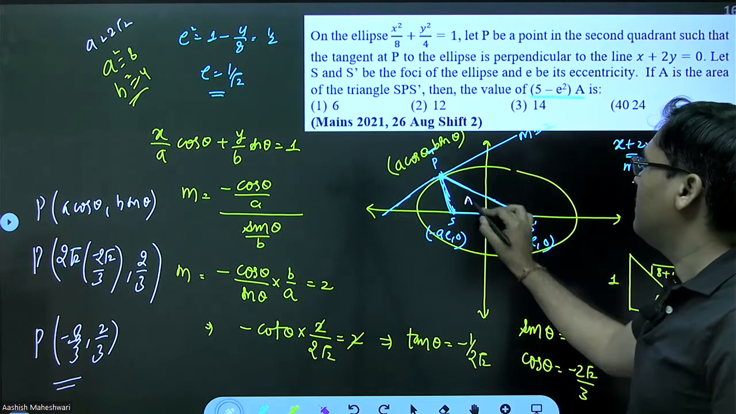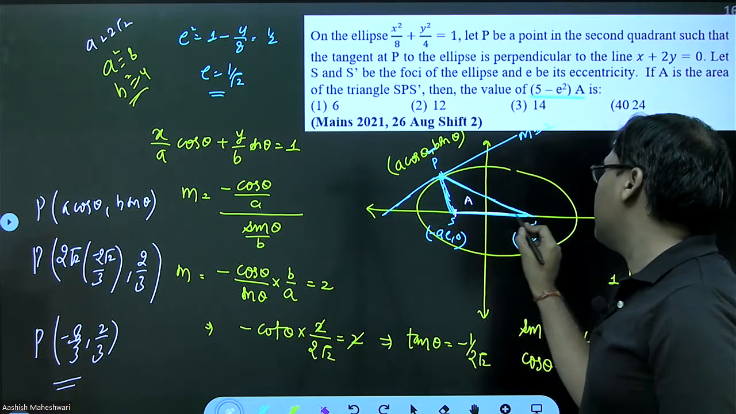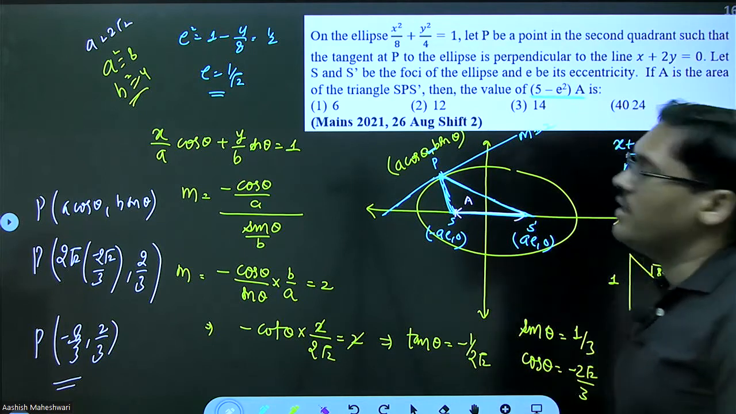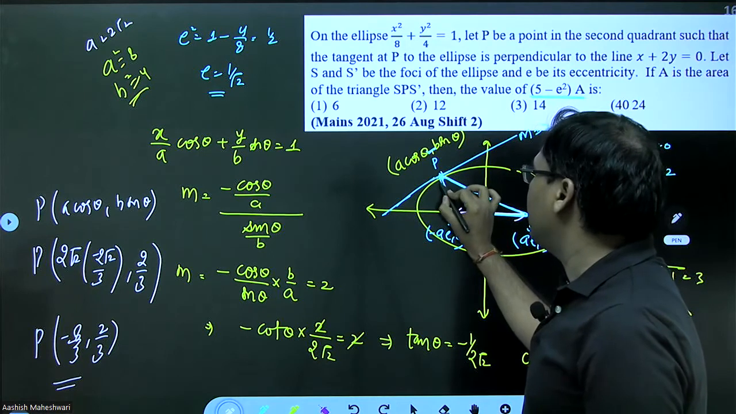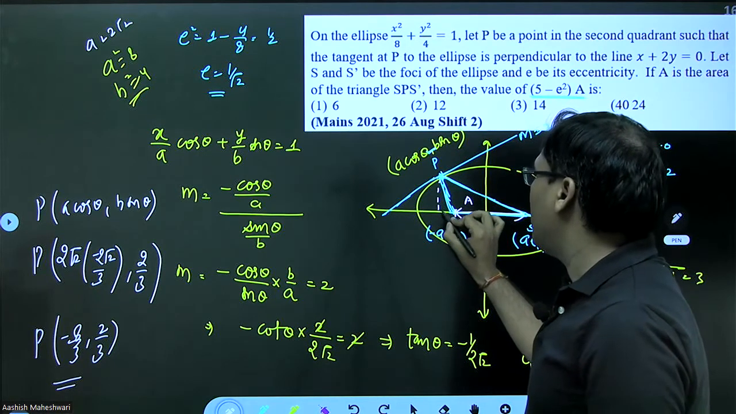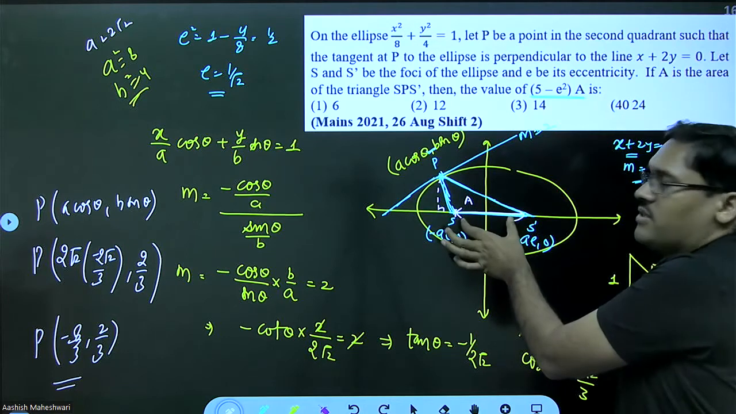This is area. Now see, what is this distance? We can easily find this distance. This is 2AE. So I am writing the area of this triangle. How am I writing this? You can see here. If I drop a perpendicular here, this will be the height of this triangle. This will be the base of this triangle.